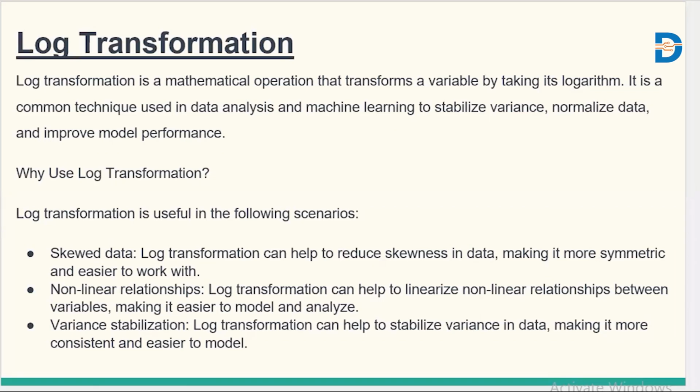Log transformation is a mathematical operation that transforms a variable by taking its logarithm. It is a common technique used in data analysis and machine learning to stabilize variance, to normalize data, and to improve model performance. So not only for log transformation, for the other transformations as well, you can frame these keywords, which are these three: normalizing it, stabilizing variance, thereby improving the model performance.